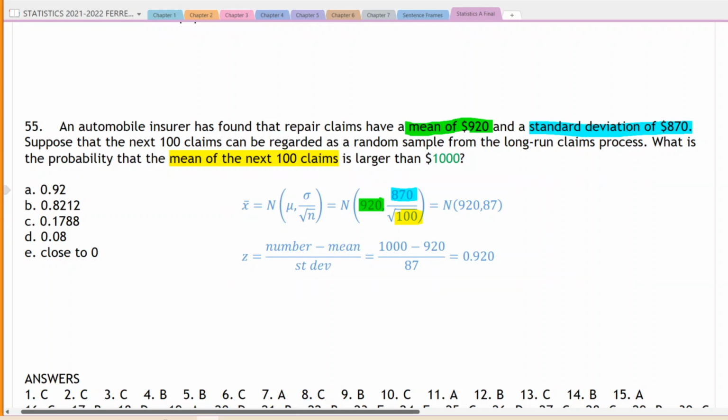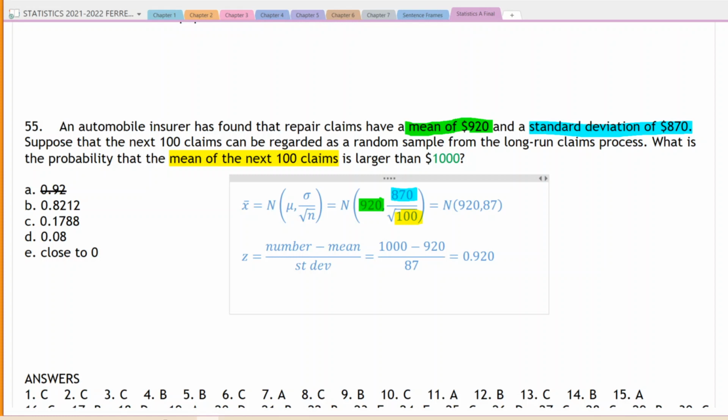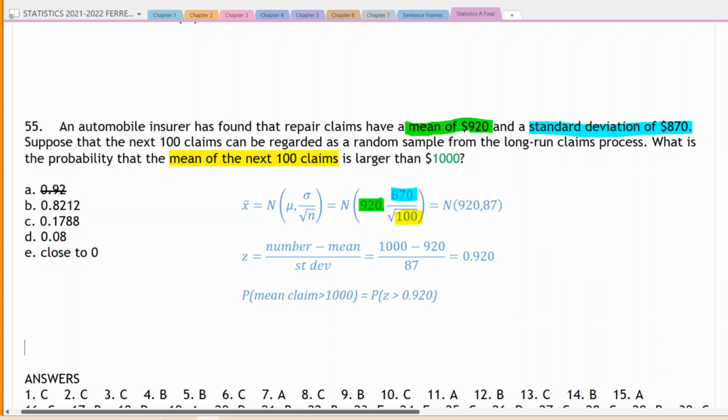And I'm just taking a look over here and look how sneaky they are. They're putting a 0.92 there. Even though that is a z-score and not a probability, that is not the correct answer. That's something that I expect to see on every well-made test. They put the z-score as one of the answer choices because they know you're rushing it. Okay, let's get to our proportion then. The proportion of the mean claim that is greater than 1,000 is the same thing as the probability on the z-curve of z being greater than 0.920.